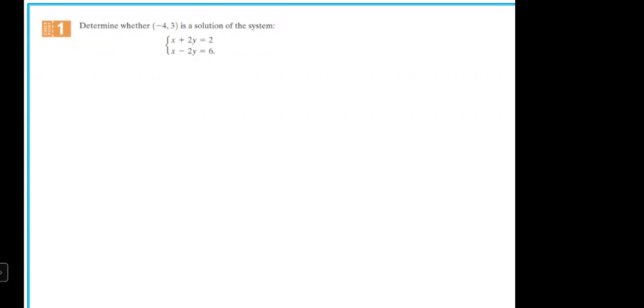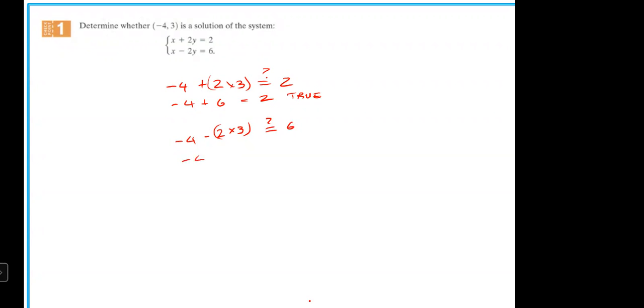Okay, so I did -4 plus 2 multiplied by 3 equals 2, and that is correct. That's -4 plus 6 equals 2. All right, yes, that's true. And then the other one, I did -4 minus 2 multiplied by 3 equals 6. That's incorrect. That's false.